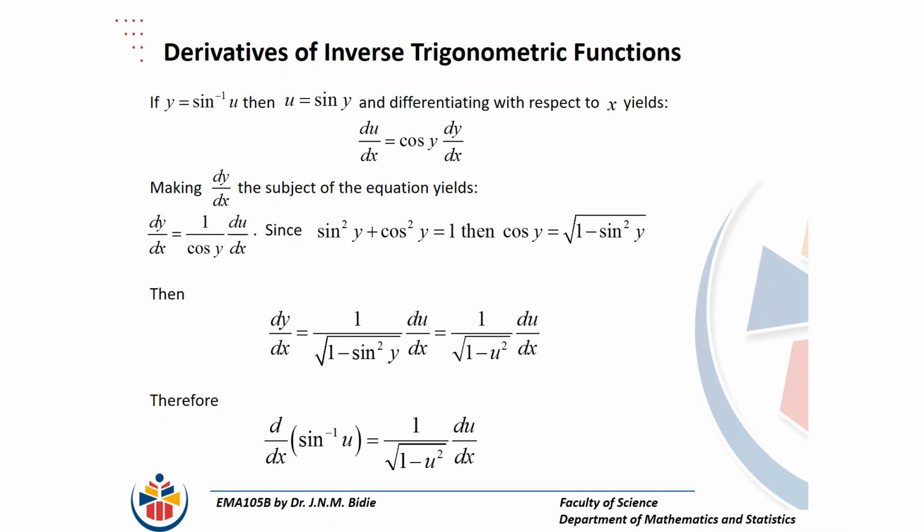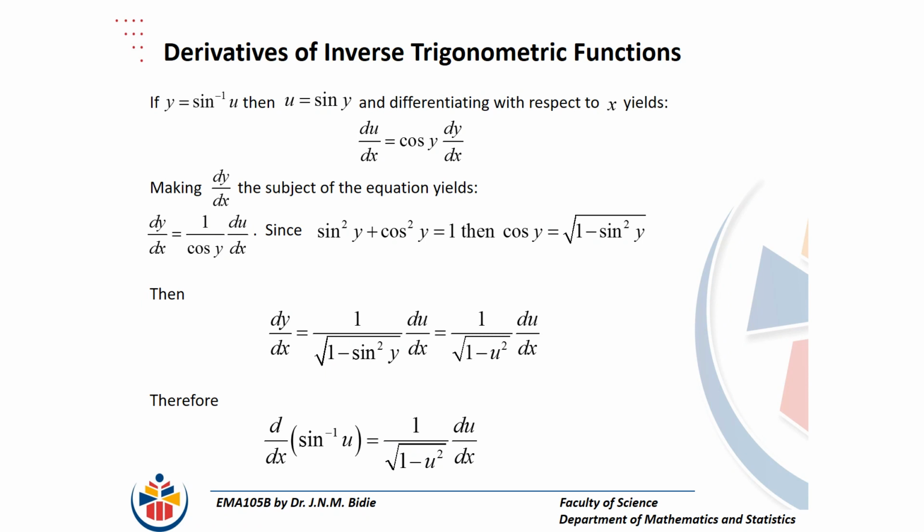And then, because we're trying to find the derivative of y equal to arcsine u, we need to make dy over dx the subject. Therefore, we'll take cos y to the left-hand side. So that gives us 1 over cos y multiplied by du over dx. That's what we have here. dy over dx is equal to 1 over cos y times du over dx.